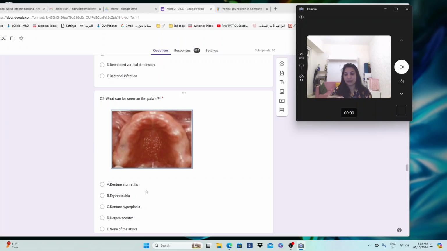Periodontitis. Pulpitis. You understand? Stomatitis. So this is inflammation because of the denture. Itis of stoma, inflammation of the mucosa because of the denture. That's why it is called denture stomatitis.